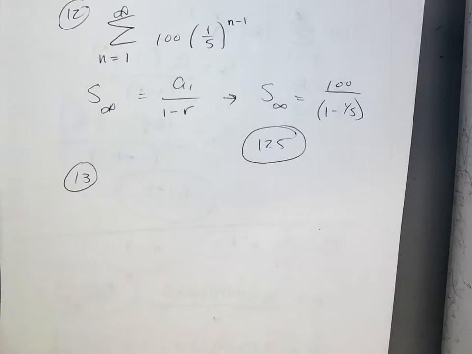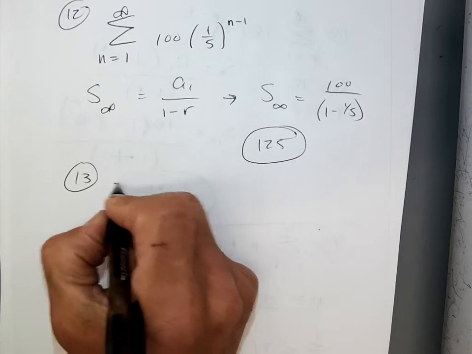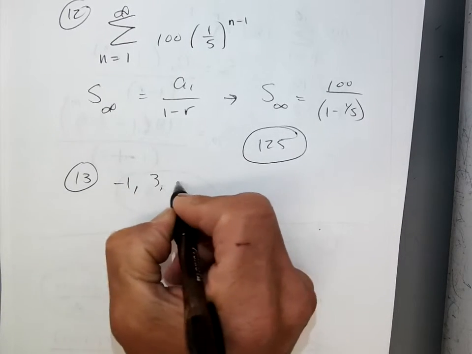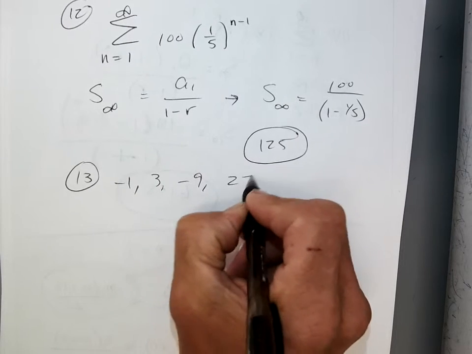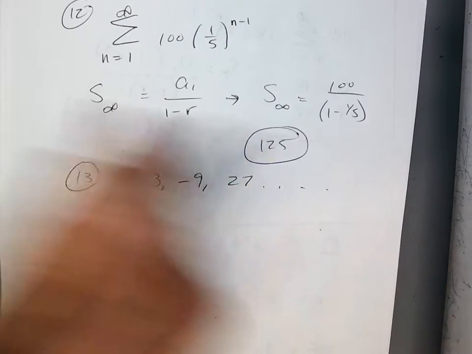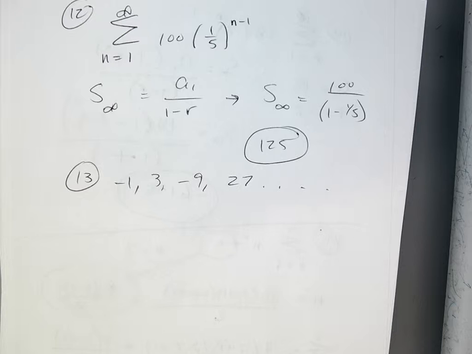$13. How am I doing? I want to get done before that bell rings. We got 15 minutes. I'll get done. Okay, 13: -1, 3, -9, 27. No, I don't think so. I have it copied off ready to go. If you want to borrow it, you can.